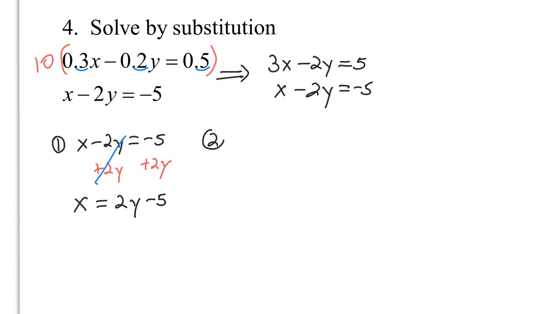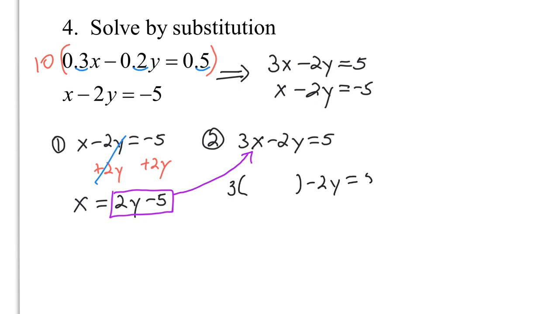Step number 2, you are using the other equation, the one we didn't use. So this one here on the top. I'm going to substitute all of this expression into x, because we have x equals all of that. So I bring down the 3. I'm going to use parentheses, minus the 2y equals 5. So I have 2y minus 5 here. I'm going to distribute, so I'm going to get 6y minus 15 and minus 2y equals 5.